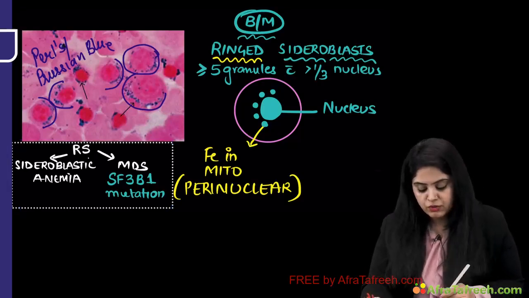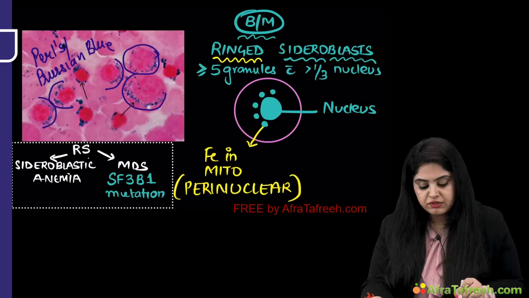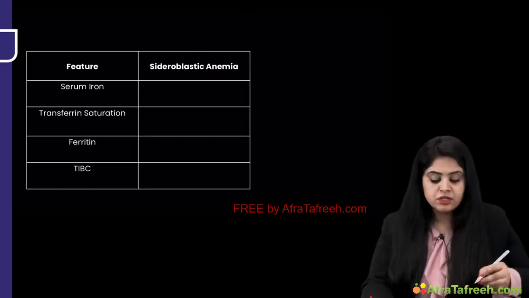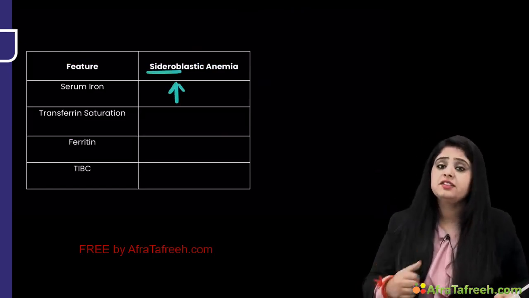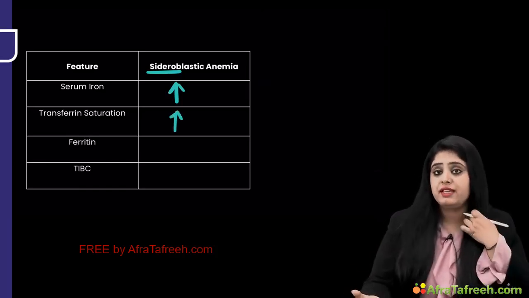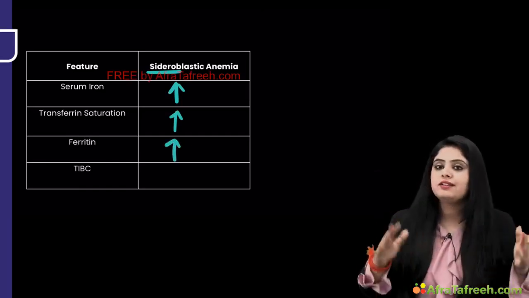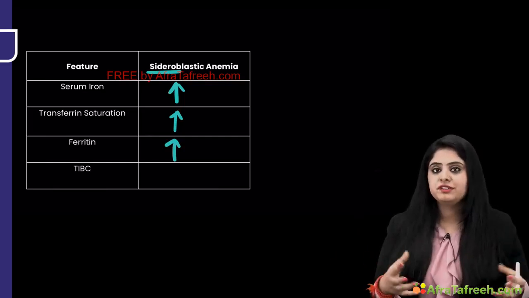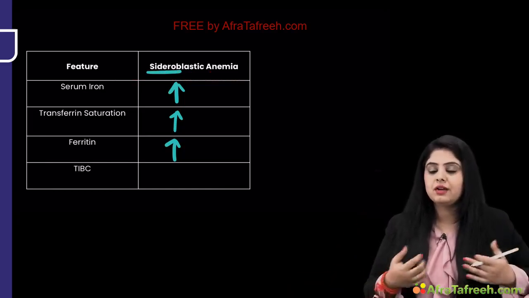So coming all the way back now, you've seen Pappenheimer bodies were made up of iron. That was seen in a peripheral smear. Ringed sideroblasts are seen in bone marrow. What do you see on blood testing? Common sense. Too much iron means the serum iron levels are going to be very, very high. If the serum iron levels are very, very high, then the transferrin saturation shall be very, very high. And if the transferrin saturation is high, then the bank account is also going to have iron everywhere. Abundance of iron. Too much money, a really rich person, Ambani, having money all around, money in the hand, money in transferrin, money in the bank account, everywhere.